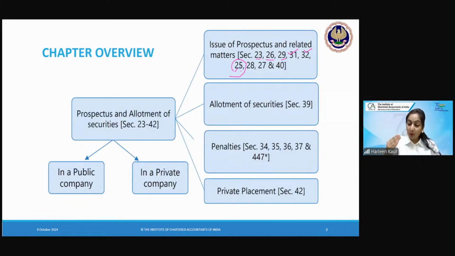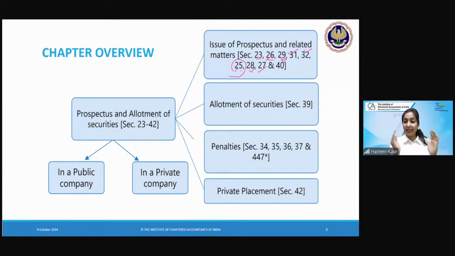But since we are flowing through the same sections, 23, 24, 25, we'll be covering section 25 in today's class, along with section 28 and section 27. So 23, 24, 25, 26, 27, 28, 29. We'll try our best to cover these sections in today's first class of prospectus and allotment of securities. After that, doing the types of prospectus, we'll be moving to section 39, that is allotment of securities.